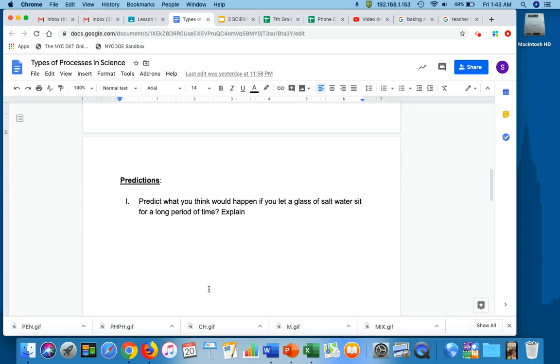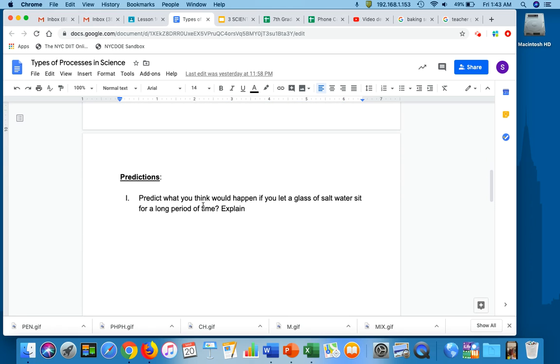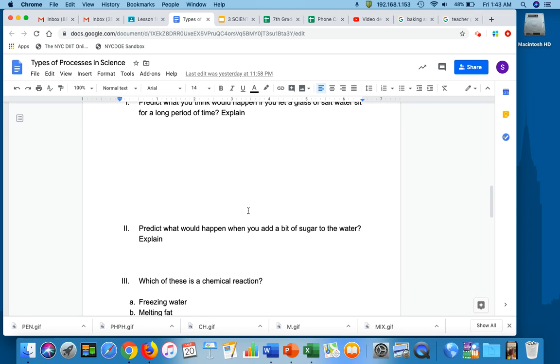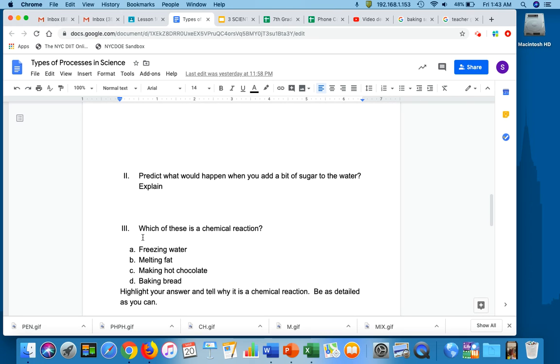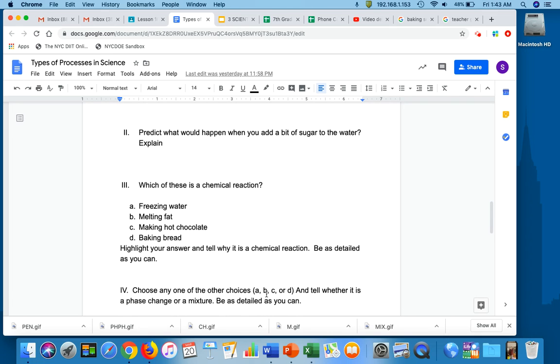And then you're going to make a few predictions. One is predict what you think would happen if you let a glass of salt water sit for a long period of time. And please explain. Then you're going to predict what would happen when you add a bit of sugar to the water. On the third part, which of these is a chemical reaction? You're going to highlight which one you think is the chemical reaction and explain why you chose that answer. Be as detailed as you can.